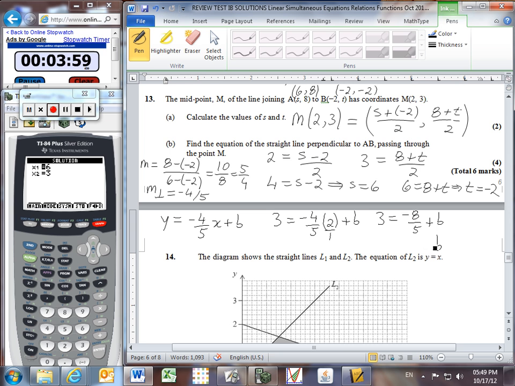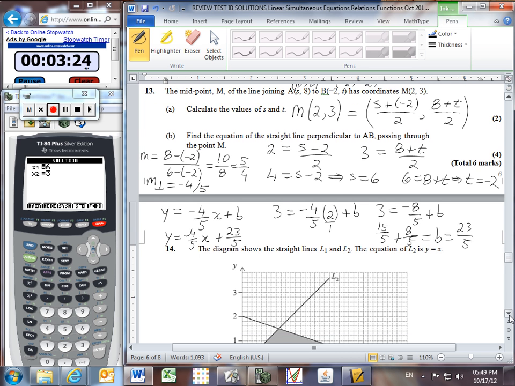To get b alone, I'm going to have to bring the -8 over 5 to the left, where it will become a positive 8 over 5. And let's get some common denominator. 3 is the same thing as 15 over 5, right? It's an equivalent expression, because 15 divided by 5 equals 3. Just multiply the top and the bottom by 5. And I can add 15 and 8 over 5. That gives me 23 over 5. And so the equation of the line then will be y is equal to -4/5 x plus 23 over 5.